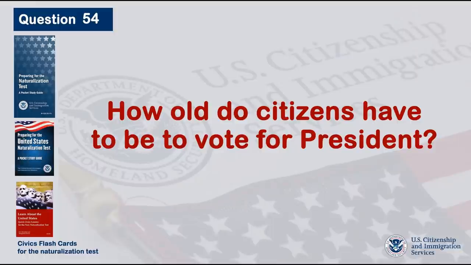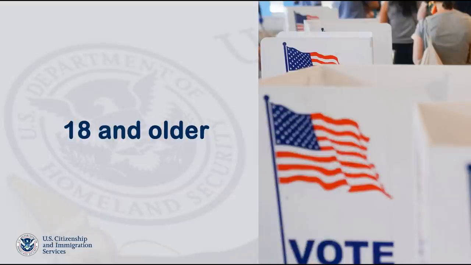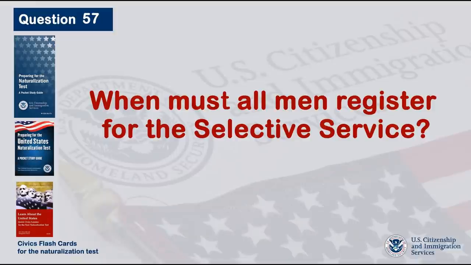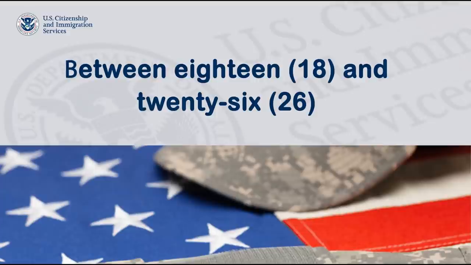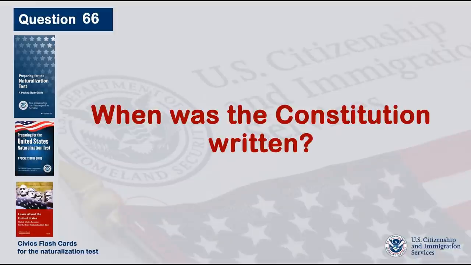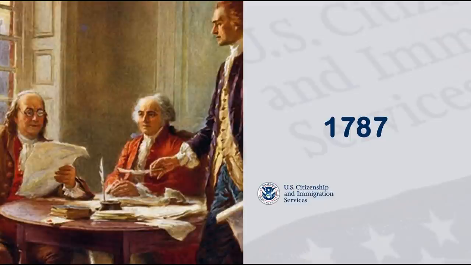How old do citizens have to be to vote for president? 18 and older. When must all men register for the Selective Service? Between 18 and 26. When was the Constitution written? 1787.